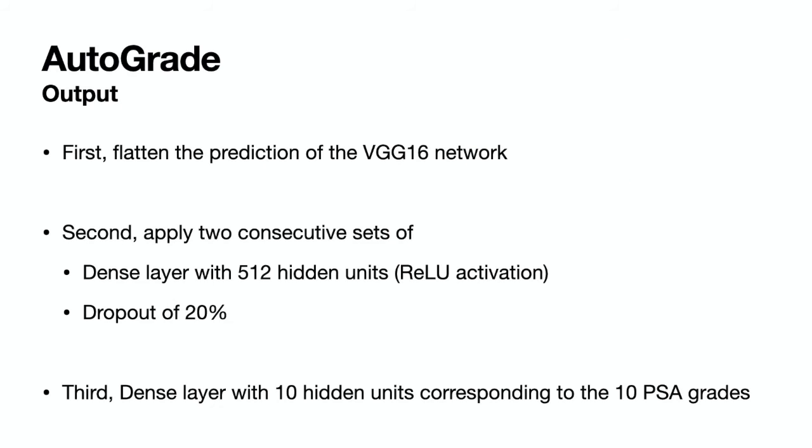In the output, AutoGrade first flattens the output of VGG16. Then 2 consecutive sets of dense and dropout layers are applied. Last, a dense layer with 10 hidden units corresponding to the 10 PSA grades is applied.